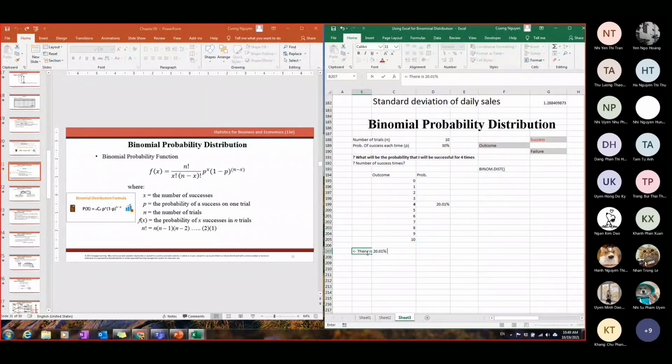20.01% that this guy can be successful exactly 4 times over 10 times of trial. Okay, you got it?